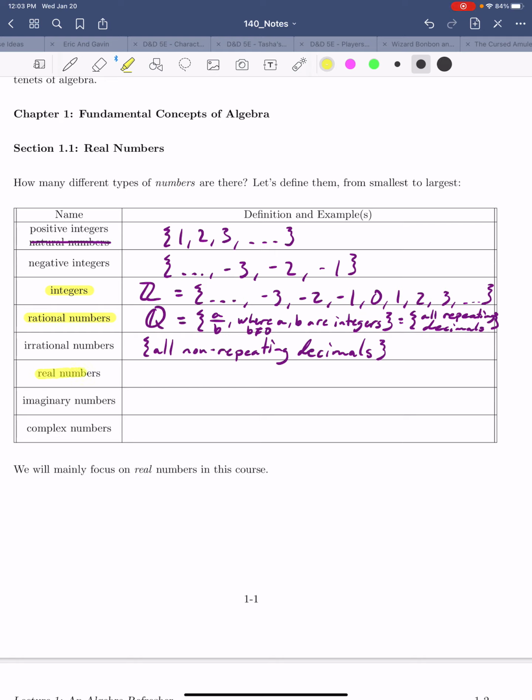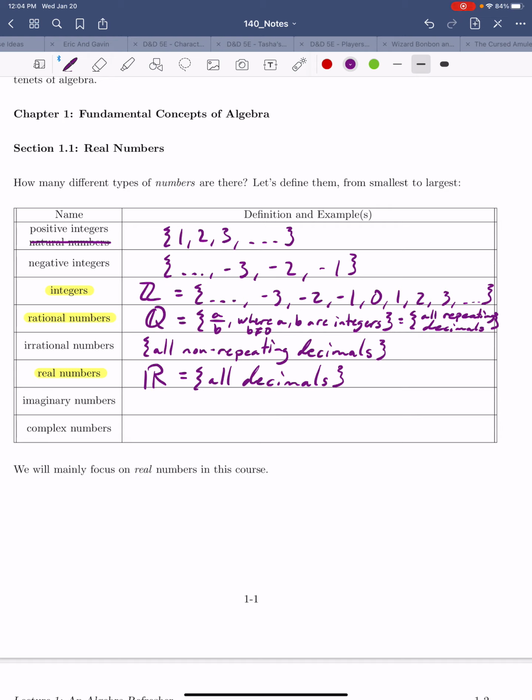Next up, we have the real numbers. This is the most important set of numbers for this class, and for most math classes, maybe all math classes that you'll take. The real numbers is just the union of the rationals and the irrationals. We denote the real numbers with R. And we say R is just all decimals. That's probably the nicest way to say it. Just all decimals, repeating or non-repeating.